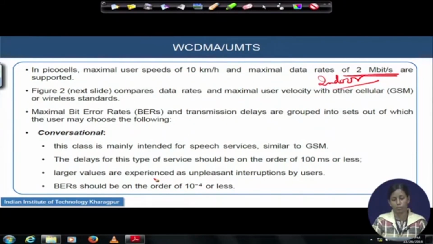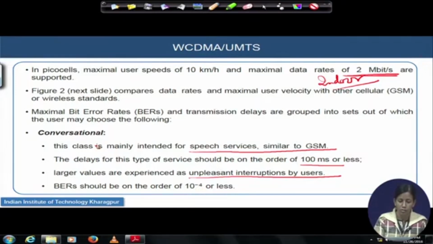The first one is the conversational operation mode. What is that? This class is mainly intended for speech services, similar to the GSM. The delay for this type of service was restricted up to 100 milliseconds, and larger values are experienced as unpleasant interruptions by the users, and the bit error rate for this conversational mode should be in the order of 10 to the power minus 4 or less. So, conversational mode just supports speech service like the GSM, with a delay of maximum 100 milliseconds, and it ensures that your bit error rate in the physical layer is in the order of 10 to the power minus 4 or below.